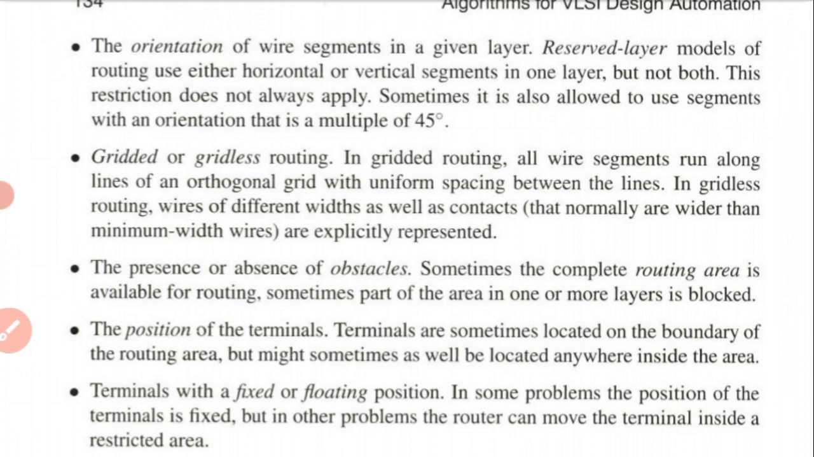The next thing is grid or gridless routing. In gridded routing, there will be some lines, called grid lines, that you will study later. In gridded routing, all wire segments run along the lines of an orthogonal grid, which forms uniform spacing between them. Here there will be orthogonal grids with uniform spacing between the lines.